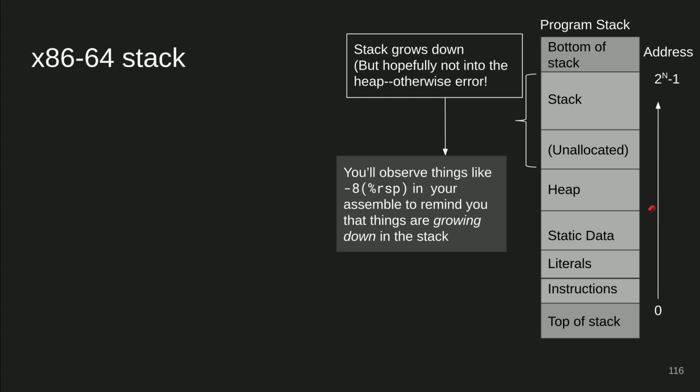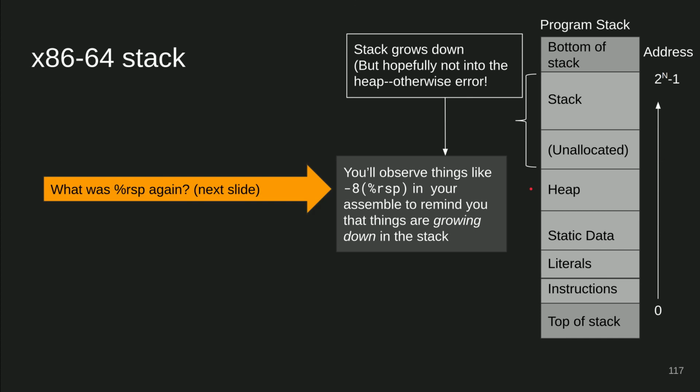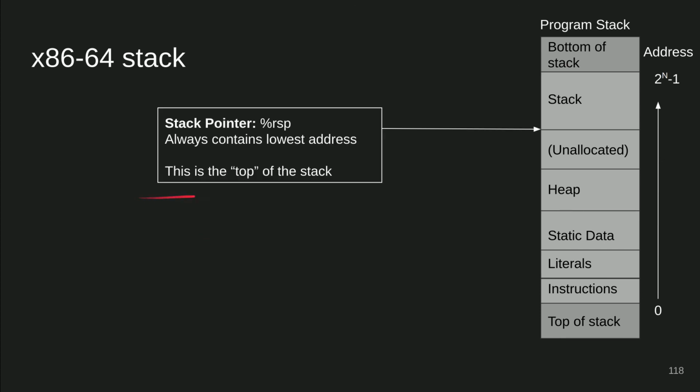Let's say this number is 1,000 here. But we don't know how big this is going to get, so it just sort of grows down. Okay, what was RSP again? Well, this is a stack pointer. So we have one of these assembly registers that points to the lowest address in our stack here. It's the lowest because, again, we start from 0, and that represents the top of the stack here.